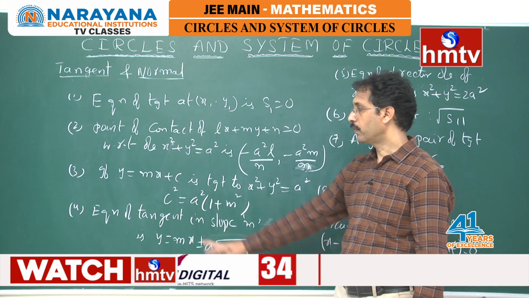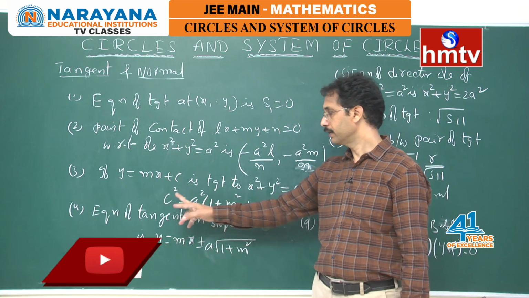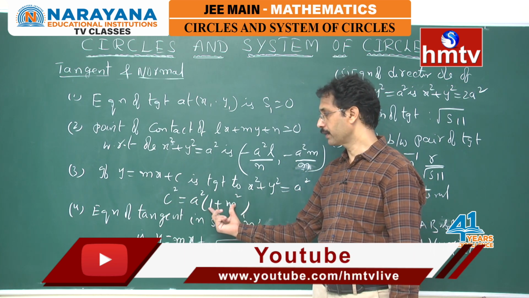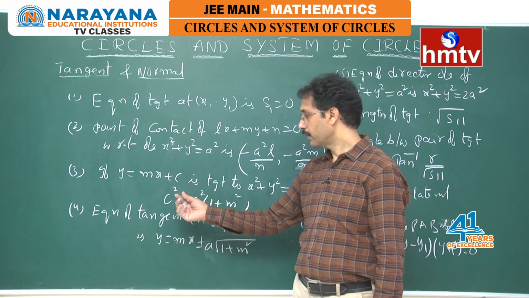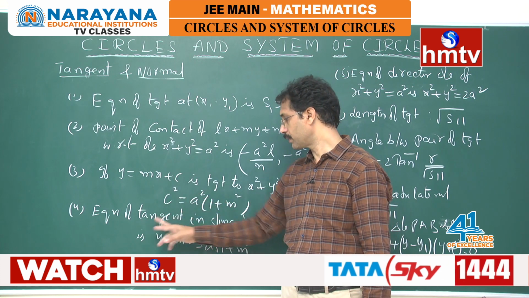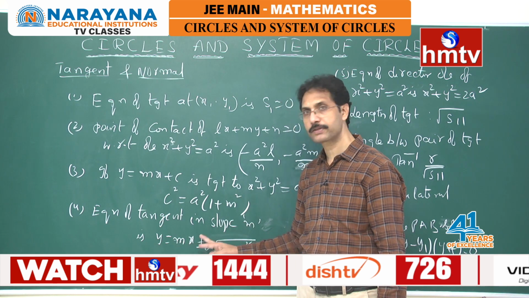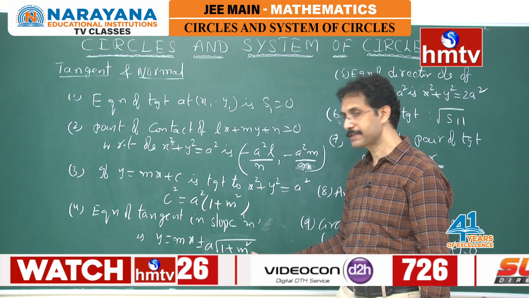Next, if y is equal to mx plus c is tangent to the circle, then you will get c square is equal to a square into 1 plus m square. How are we getting this? By using r is equal to d. Similarly, if I replace this c over here, then you will get the equations of tangents in slope m, that is y is equal to mx plus or minus a into under root 1 plus m square.